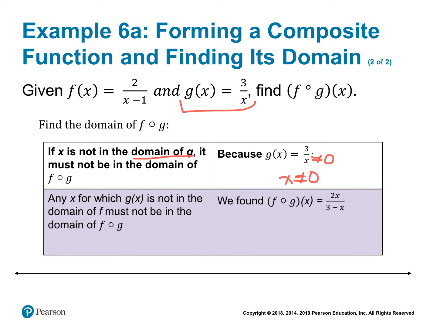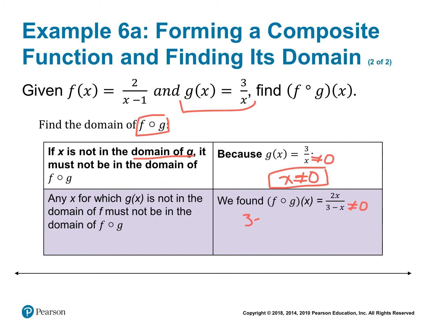That is going to be something that's not going to work for g, so it's not going to work with f with g. And we also said that any x for which g of x is not in the domain of f must not be in the domain of f with g. So we just found that f with g of x equals 2x divided by 3 minus x. So what's not going to work for this domain? Well, this cannot equal 0.